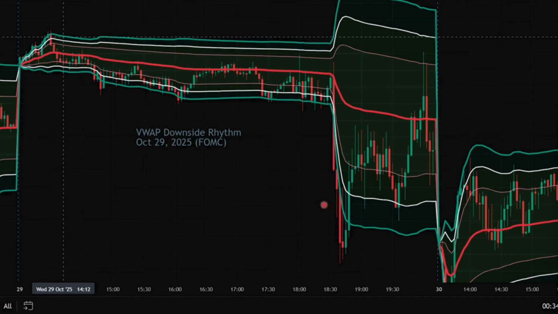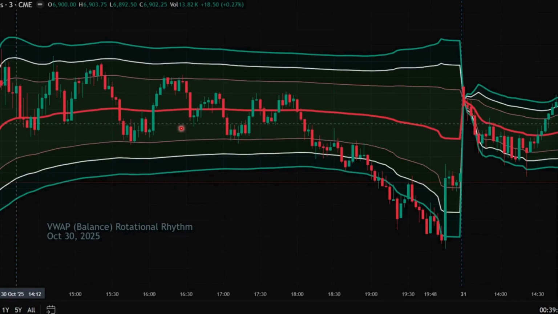In the third screenshot, we see a combination of balance rhythm during the first part of the session, followed by an imbalance towards the downside in the second half. Initially, the price rotates between the 1 and minus 0.5 standard deviation bands, and then after the lunch session it shifts towards the imbalance, consistently moving towards the lower bands.